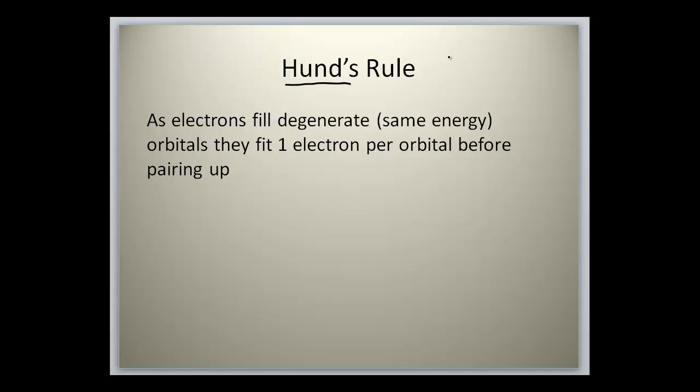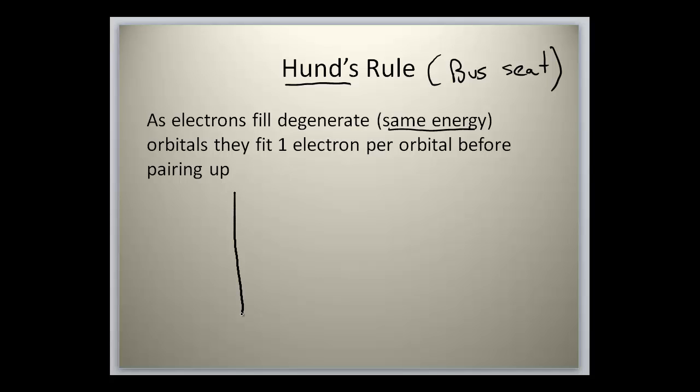And this is sometimes referred to as the bus seat rule. The idea being that as you load onto a bus, people always sit in single seats first before they double up. So Hund's rule says as electrons fill degenerate orbitals, and that's orbitals of the same energy, they fit one electron per orbital before pairing up.